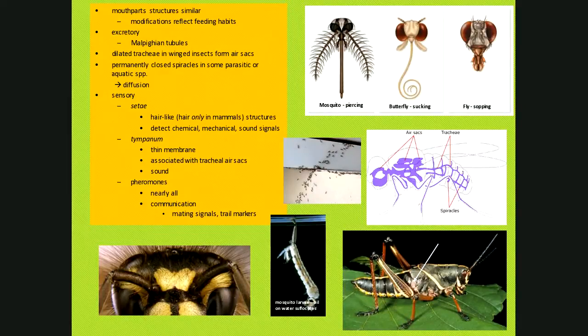Mouth parts of all insects are similar, except they've been modified. For example, if you look on the right, the mosquito's mouth parts have been modified for piercing. The butterfly, who feeds on nectar, has a long, curled up one that they can use to get the nectar. And sopping: flies sop their food.